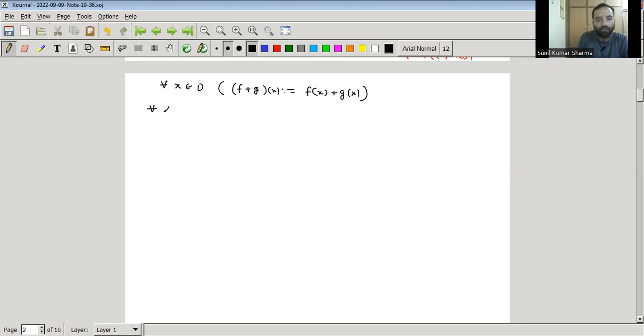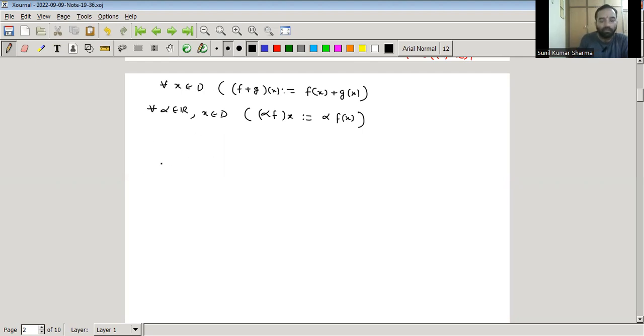Second, given any alpha in R and x in domain D, alpha f at x is defined as alpha of fx. There is no need to write a dot in between, because alpha is a real number and fx is also a real number, and we know that the product of two real numbers is again a real number. So we write alpha fx. So we define the sum of two functions and scalar multiplication alpha into f at x, that is alpha f of x.